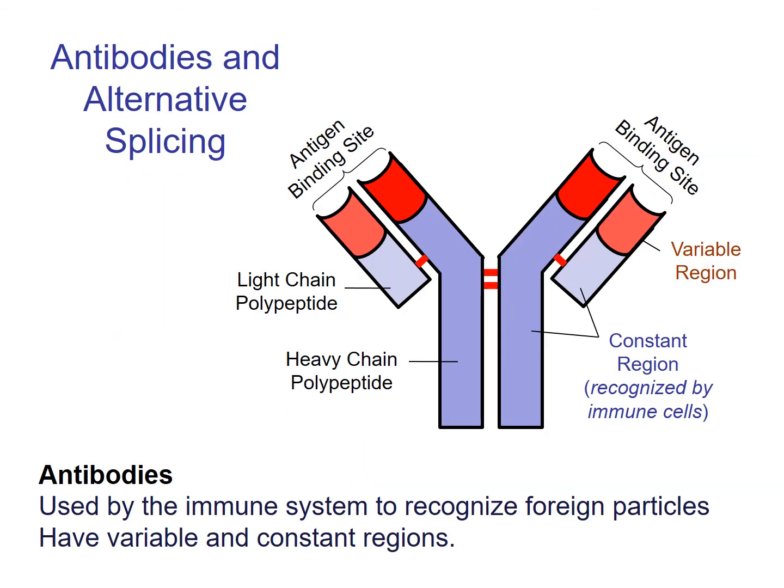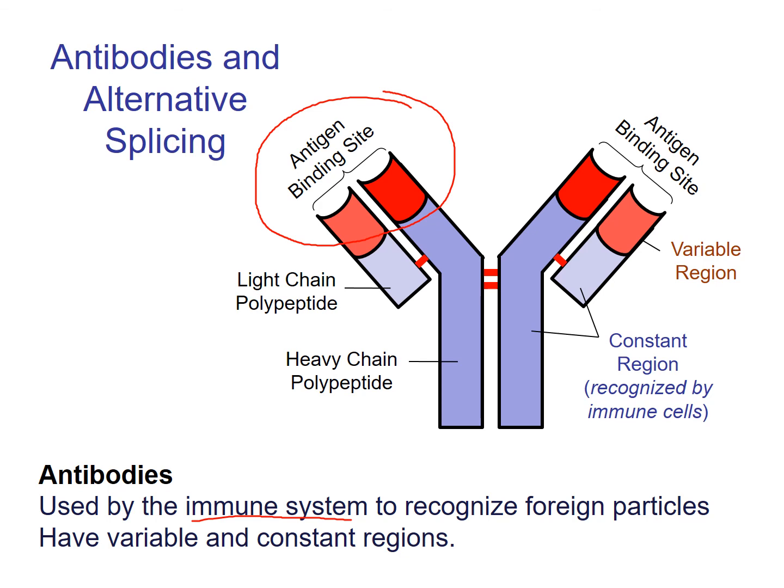So what I want to do is talk about this alternative splicing and how it's used to produce something called antibodies. So antibodies are these molecules here. They're kind of Y-shaped. They're used by your immune system to recognize foreign invaders. This is kind of what an antibody looks like. You can see it's basically 4 proteins, 2 larger ones and 2 shorter ones that are attached together. And you can see over here we have this region here.